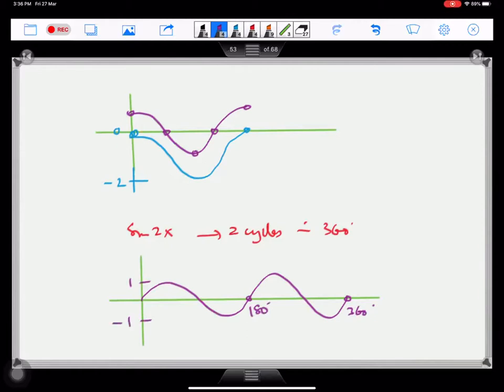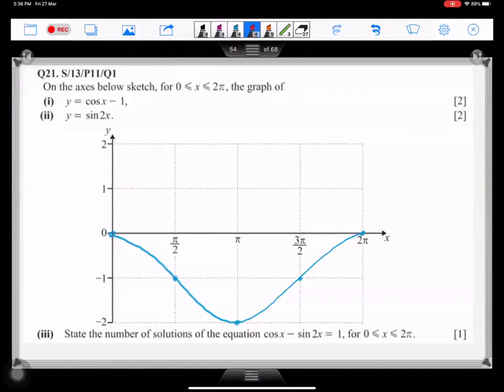So now let me draw it in red. One cycle in 180. Therefore, it would be like this. Okay, let me draw it dotted so that I have more control over it. Another cycle in green. Actually blue. Done.